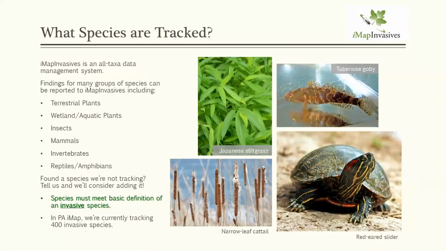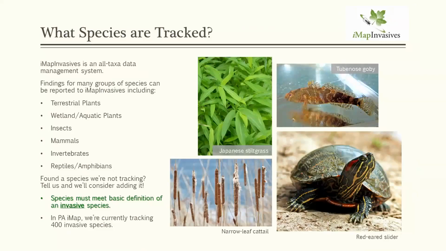But you have to keep in mind that the species does have to meet the basic definition of what an invasive species is. And that is a species that is non-native to Pennsylvania and is known to cause harm in some way, either to the economy, the environment, or to human health. So if it's just a species that is more of a nuisance, but maybe it's a native species, that would not be meeting the definition of an invasive species. It actually has to be non-native and known to cause harm in some way.